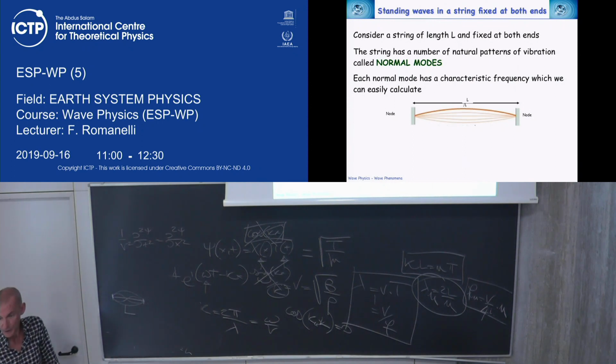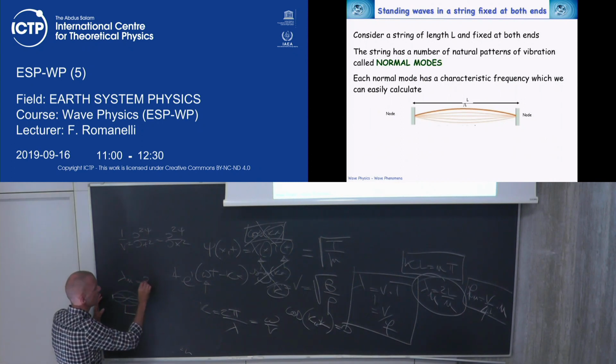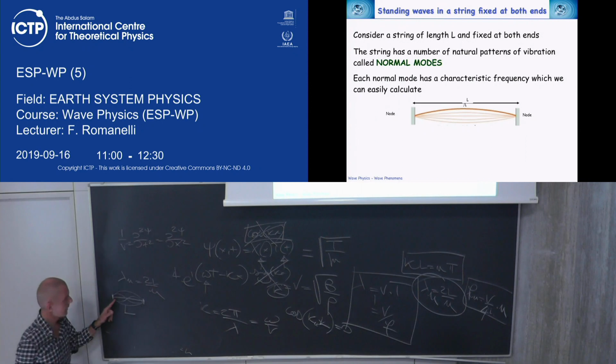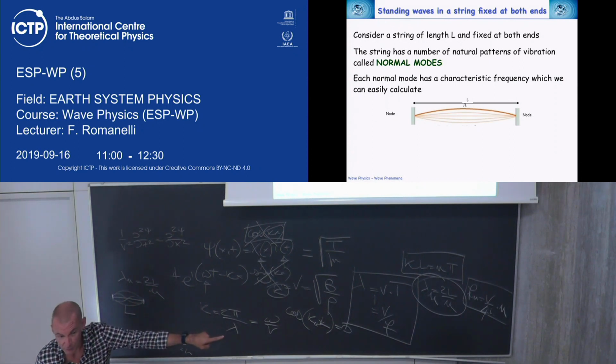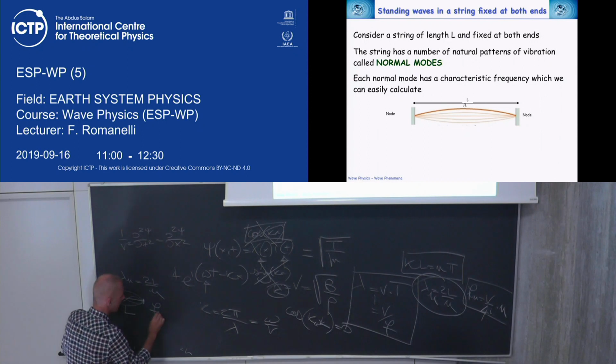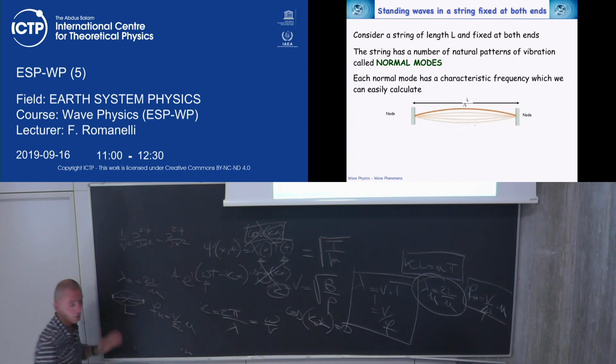Now looking at this plot here, you immediately get that lambda n has to be 2L over n. Immediately. Just geometry. And you have just the length. Then you do remember that expression there, and immediately you get this. And now you can play the guitar.